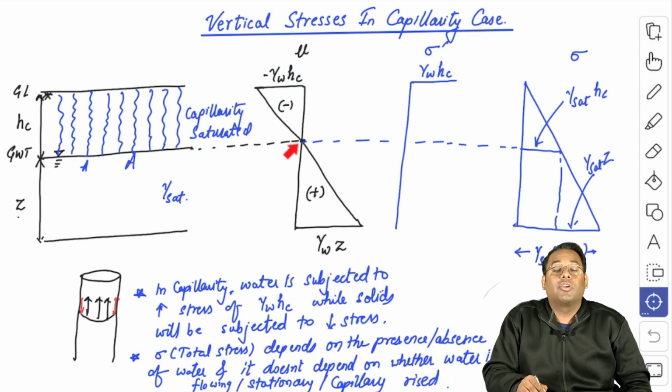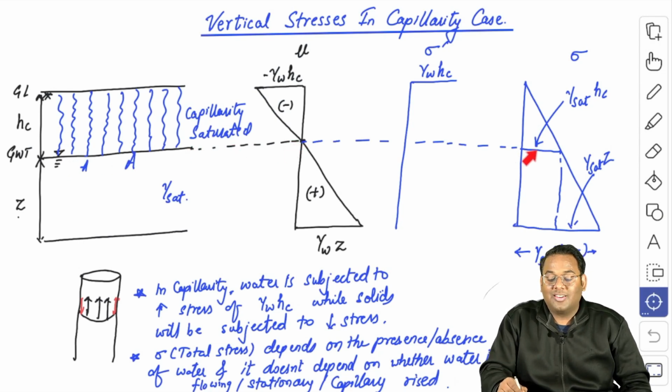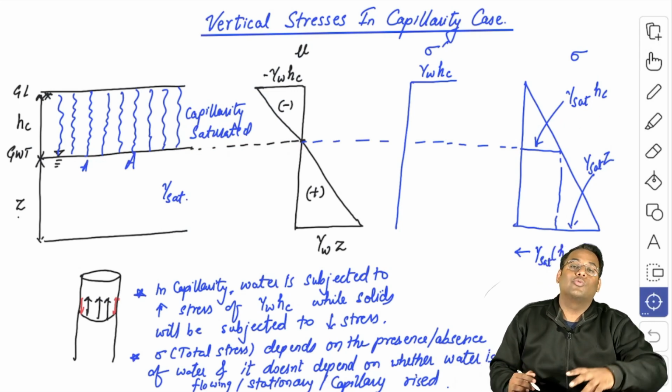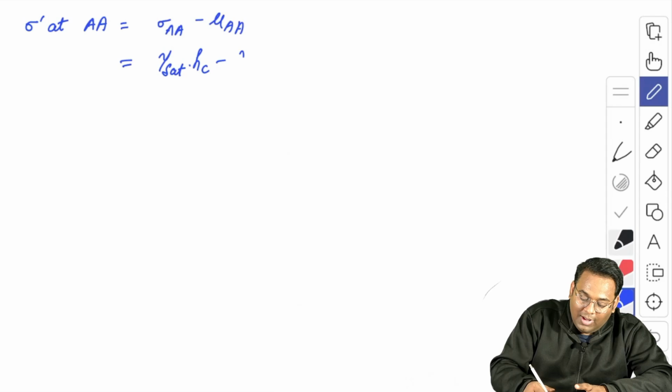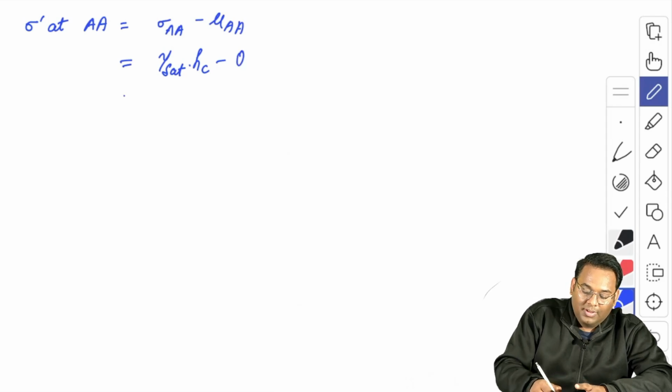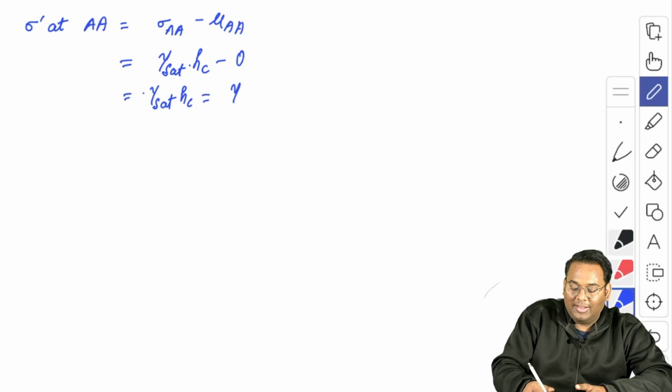The value of pore water pressure is 0, whereas the total stress is equal to gamma saturated into HC. So pore water pressure is equal to 0. So what I can write down is that this is 0. So this will be equal to gamma saturated into HC only. And this can be written as gamma W into HC plus gamma submerged into HC.